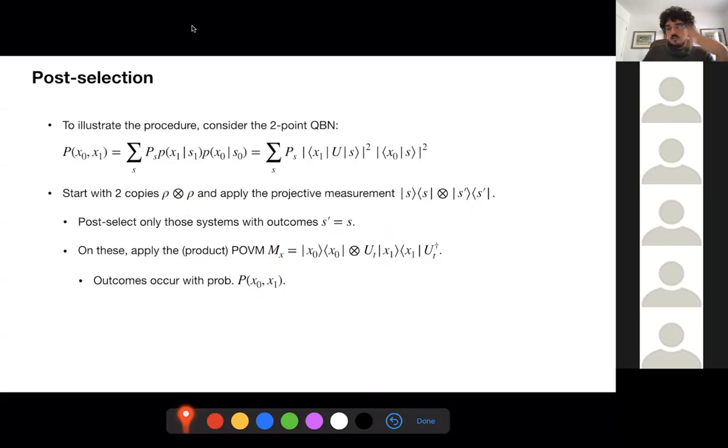We do experiments, throw away some data, only keep the data that matches these two outcomes. And on that data, we do another measurement, a POVM.